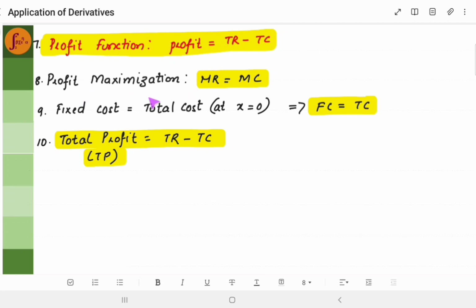Profit maximization. What is profit maximization? This is a particular point where you see that marginal revenue is equal to marginal cost. When marginal revenue and marginal cost are the same, that is when we can say the profit is maximum. It has reached a stage where it is most profitable to the organization.